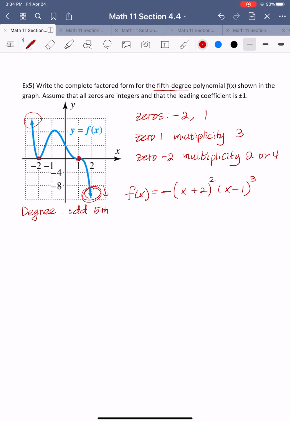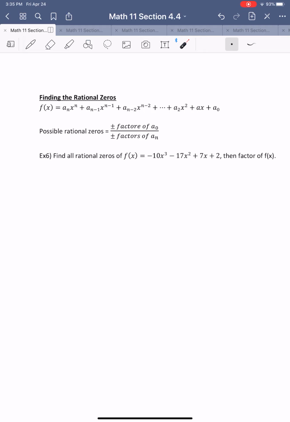Okay, and then also the degree is always the same as the sum of the multiplicities. So negative 2 has a multiplicity of 2, and 1 has a multiplicity of 3. Add them up, it should be 5, which is the fifth degree. Okay, now let's look at number 6.